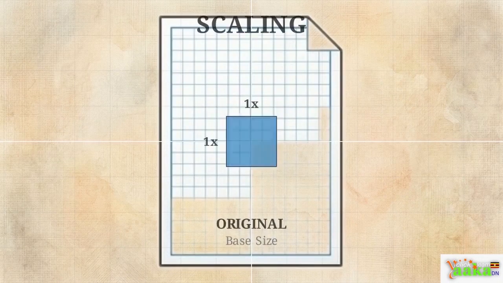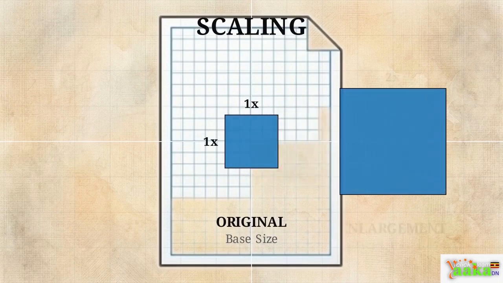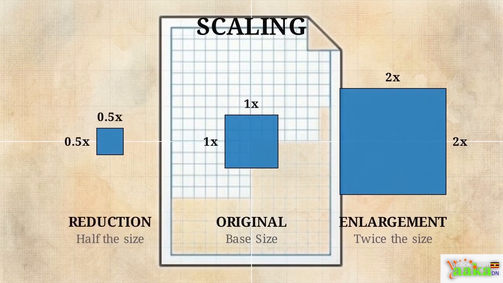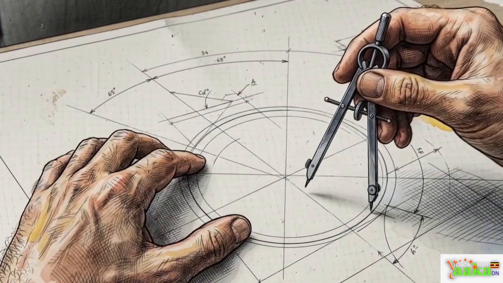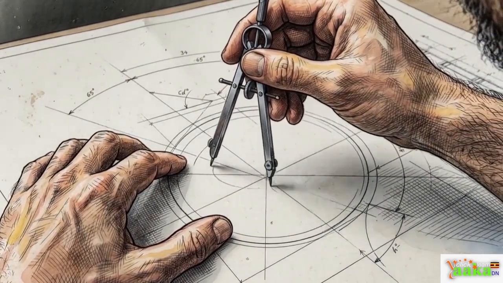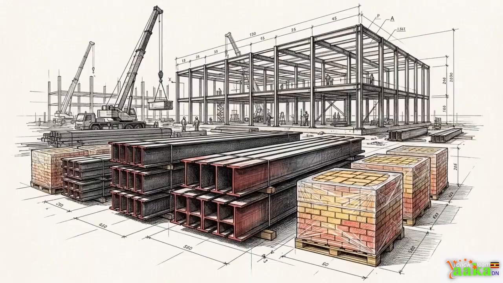The solution to both of these problems is a process called scaling. When we make a design larger, we call it enlargement. When we make it smaller, it's a reduction. Mastering this process allows designers, engineers, and local makers to solve tricky physical problems on a simple piece of paper, long before they spend money on final materials.